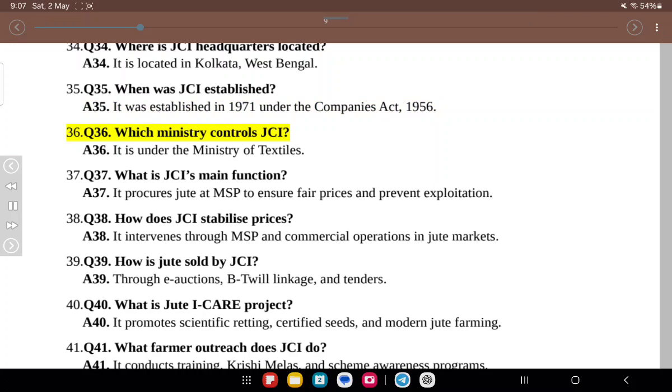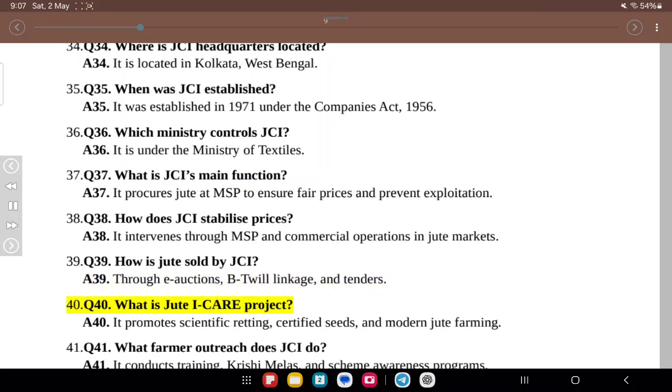36. Q36. Which ministry controls JCI? A36. It is under the Ministry of Textiles. 37. Q37. What is JCI's main function? A37. It procures jute at MSP to ensure fair prices and prevent exploitation. 38. Q38. How does JCI stabilize prices? A38. It intervenes through MSP and commercial operations in jute markets. 39. Q39. How is jute sold by JCI? A39. Through e-auctions, B-twill linkage, and tenders.